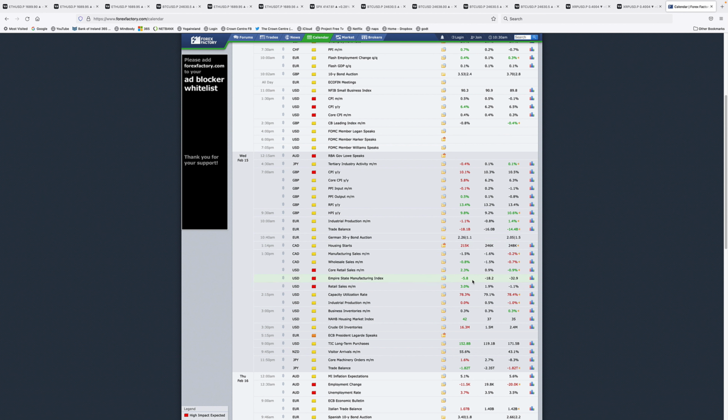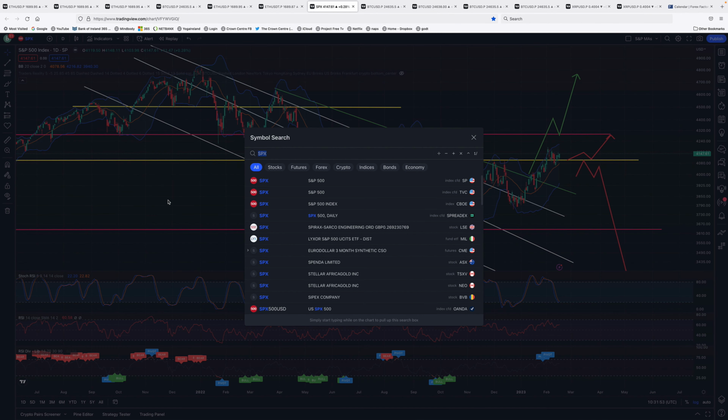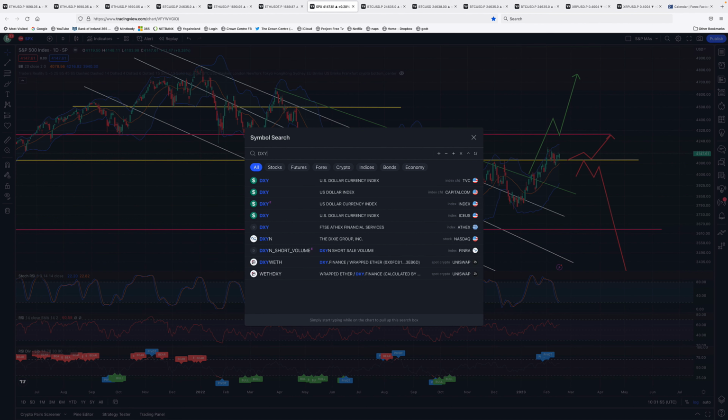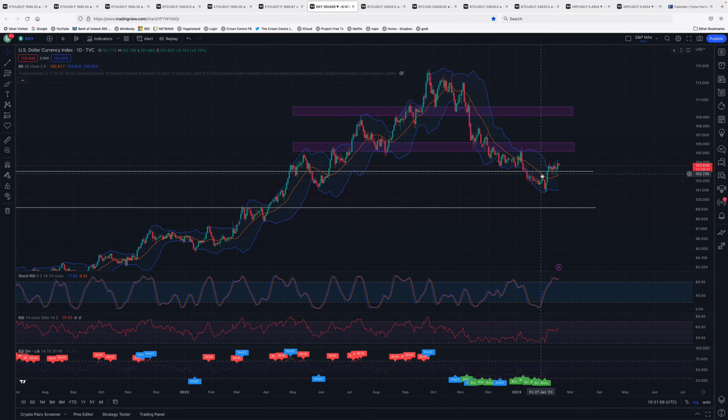But the big question is, how come we got the DXY putting in a higher high on the daily, and the coins putting in, well, Bitcoin putting in a higher high on the daily? How come that happened? And to me, the answer is market manipulation, again, running for liquidity.